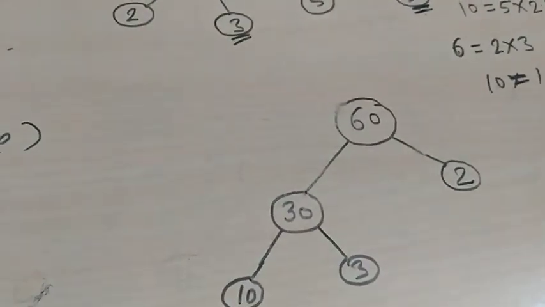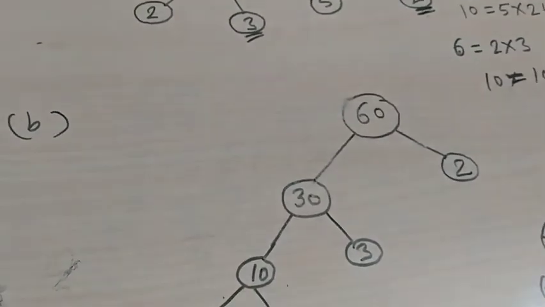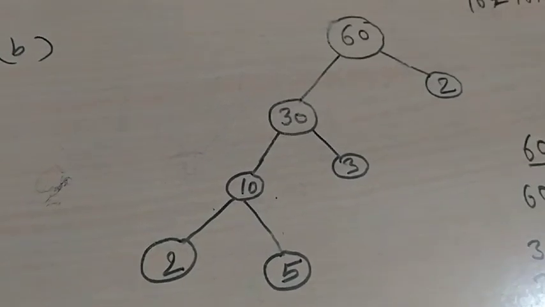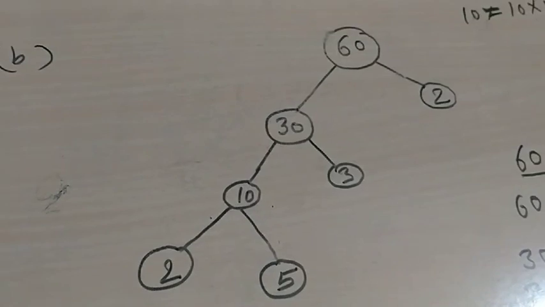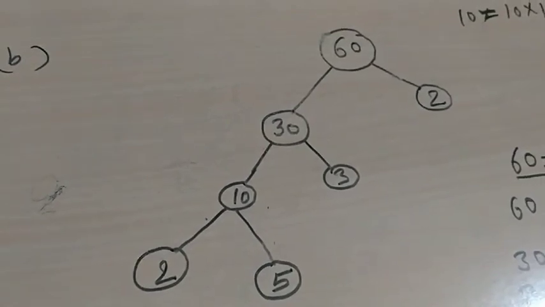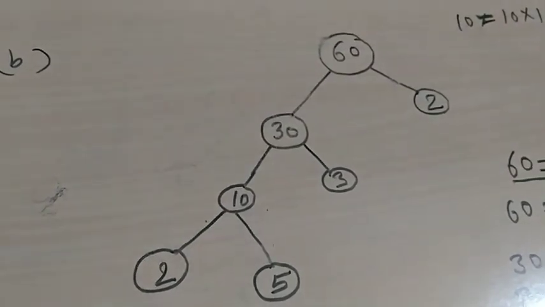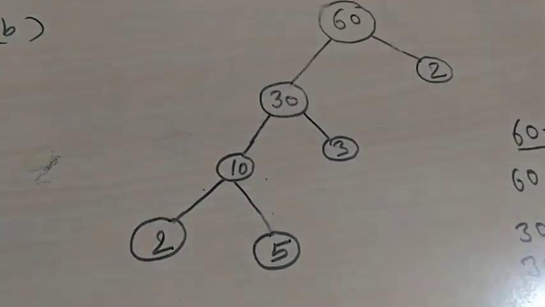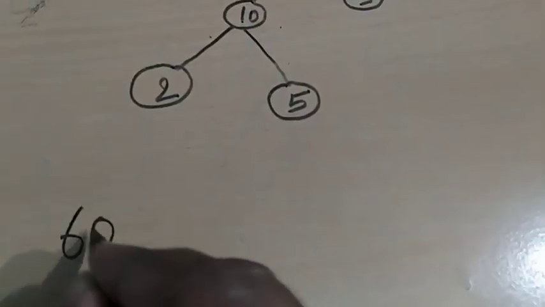So one question arises here, what is prime factorization? Student, what is prime factorization? If any number is expressed as the product of prime numbers, if any number is expressed in the form of the product of prime factors, it is called prime factorization. Let's see, suppose here 60 is given. 60 is a composite number.